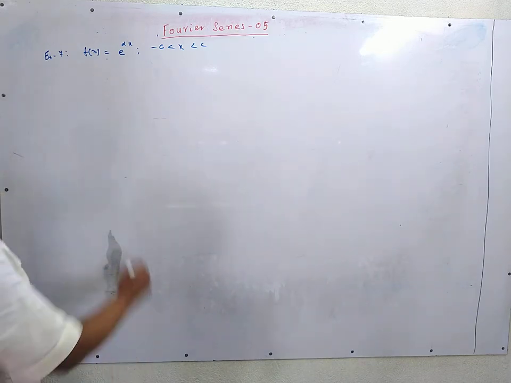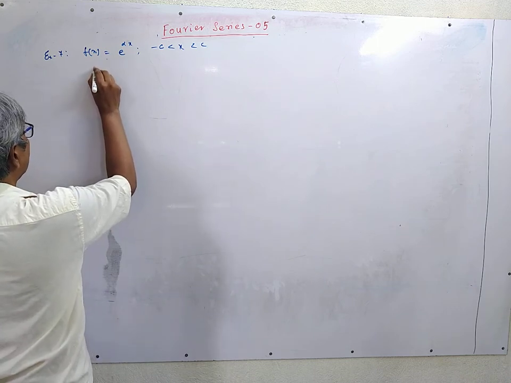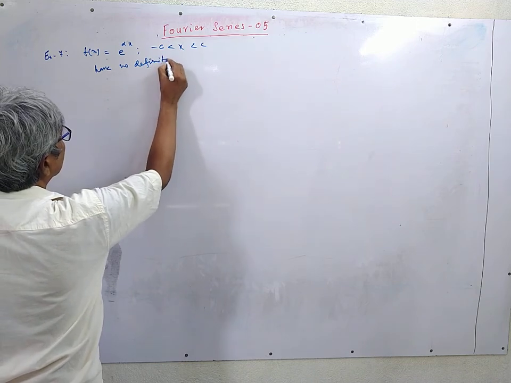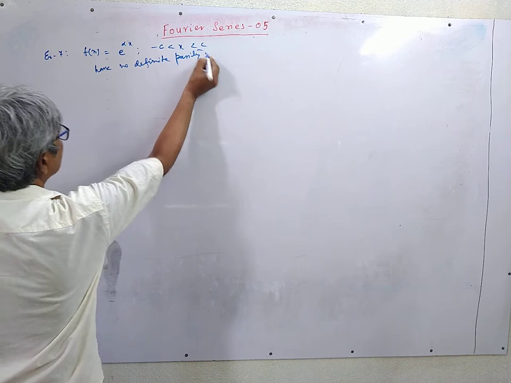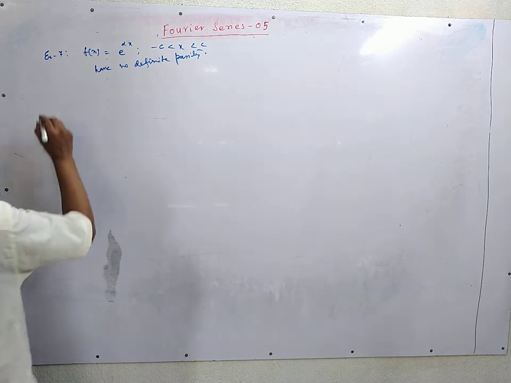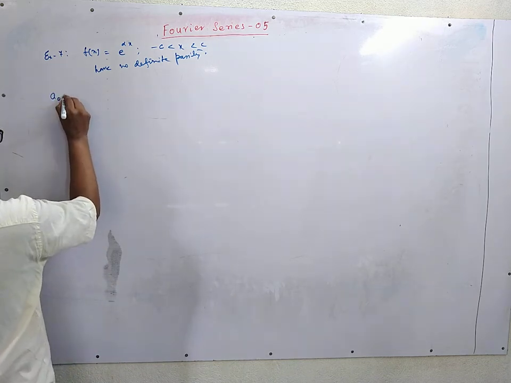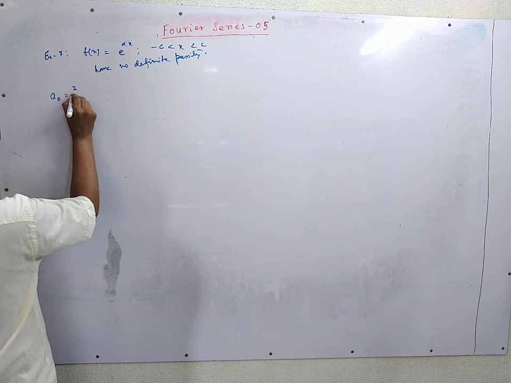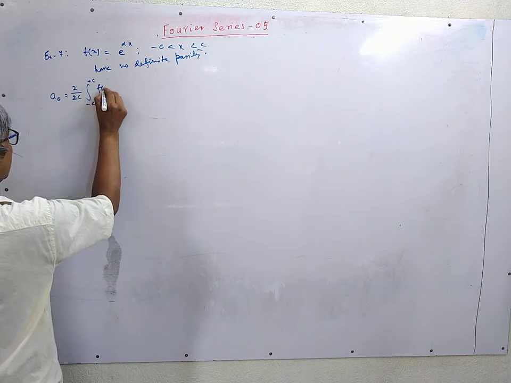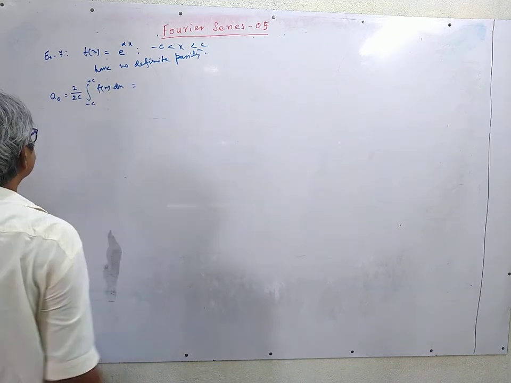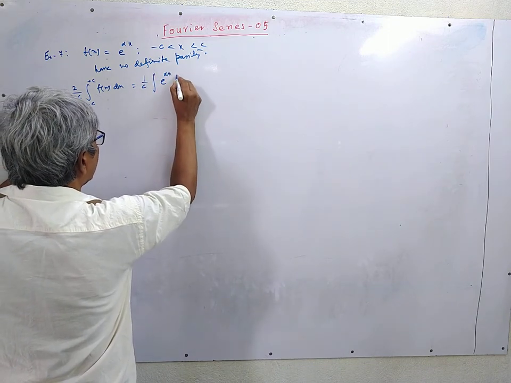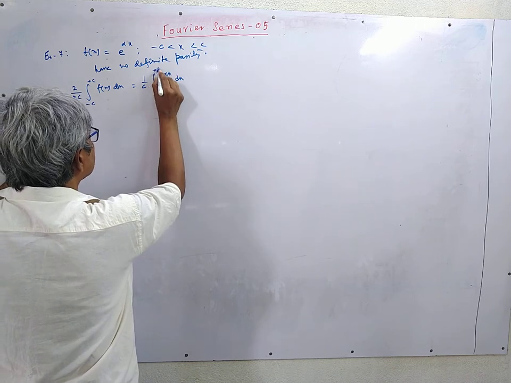The function doesn't have any definite parity, no parity. So the task is complicated. We have to calculate all ANs and BNs. A0 is equal to 2 upon 2c integral from minus c to plus c of f(x) dx. So this is 1 upon c, e to the power alpha x dx from minus c to plus c.